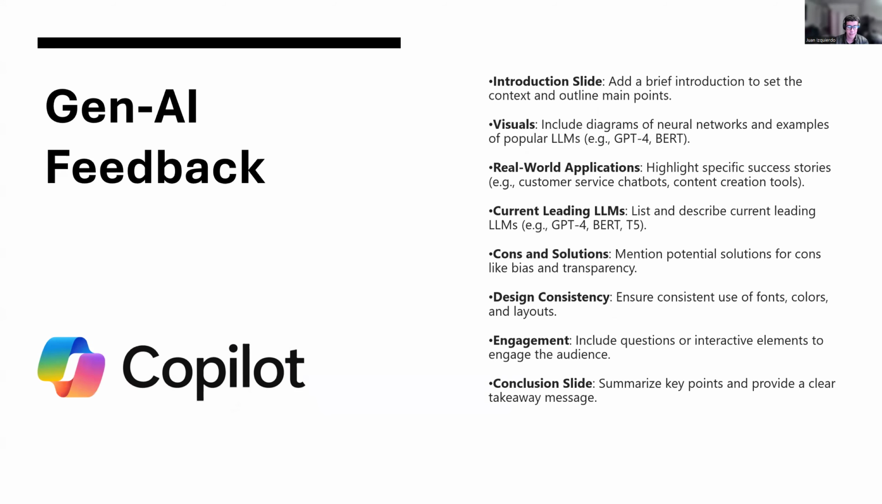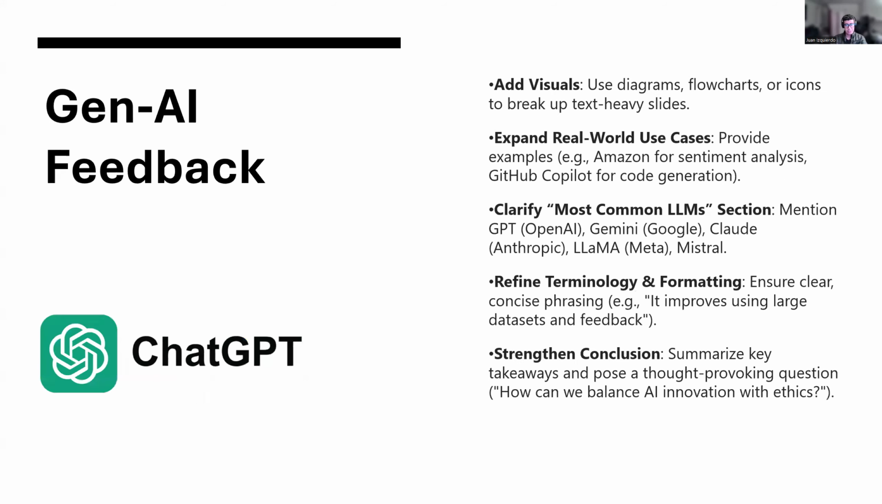So in terms of generative AI feedback on this presentation, I used Copilot, and it told me to make an introduction slide, put more visuals, be more specific about real-world applications, current leading LLMs, the cons and the solutions, be more specific about the solutions, keep design consistency in terms of fonts, colors, and layouts throughout the presentation, include engagement such as questions or other elements that may make the audience ask questions, and also a conclusion slide summarizing key points.